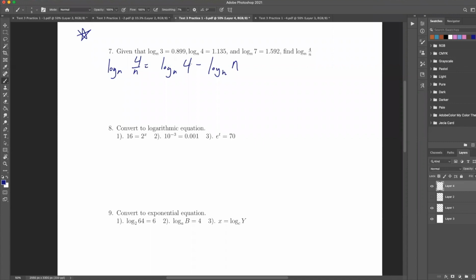So here we have the rules. So division turns into subtraction. Here, do we know what this is? Yeah, we know what this is. It's right here. It's 1.135. Do we know what log base n of n is? Yeah. Log base n of n is 1. Or n raised to what power is n? 1, right? So this is 1. And so this is just 0.135. Okay.